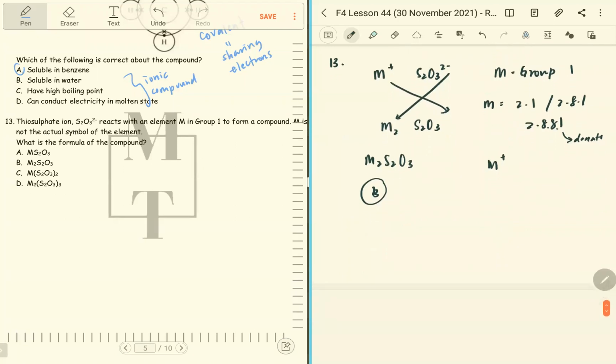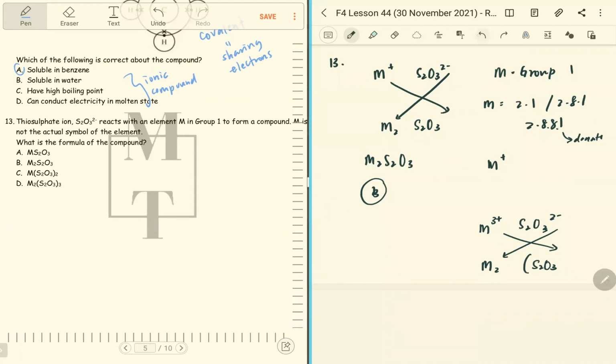For example, if M is in group 3, you will donate 3 electrons to become stable. So you get M3 plus, and you have S2O3 2 minus. If you do the cross method like this, you need to be careful. The 2 you still bring down. S2O3, because it came as 1, the whole thing must be in a bracket, and here you need to put 3, because this 3 belongs to the whole S2O3.